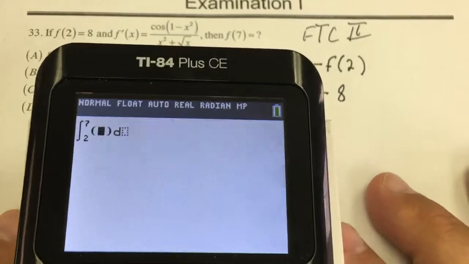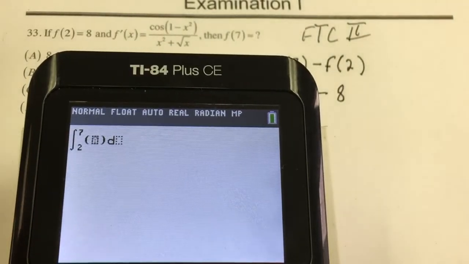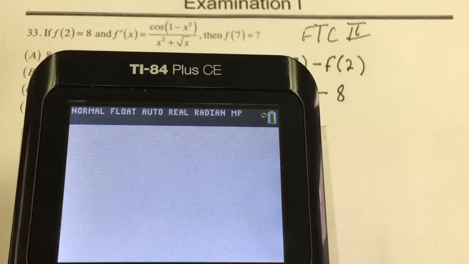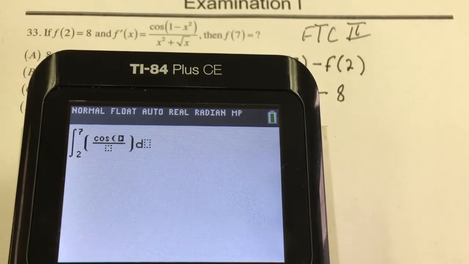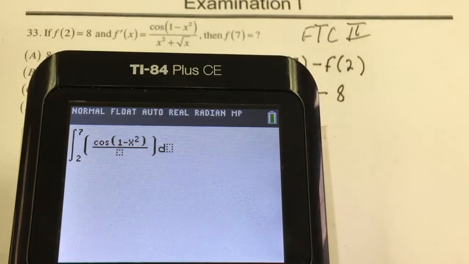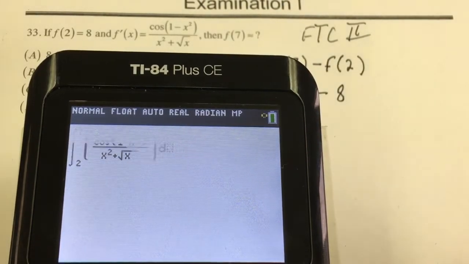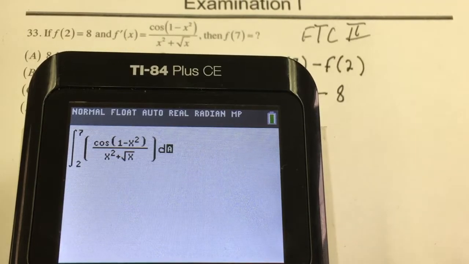Now we have to enter this function in, cosine of 1 minus x squared. So I'm going to hit alpha y equals to get my fraction going. Whoops. Let's see what happened there. Alpha y equals, fraction, cosine of 1 minus x squared. Close parentheses, down arrow, x squared, plus square root x. Pretty complicated, not capable of doing it by hand. You'd have to be pretty good at finding the antiderivative for this one.